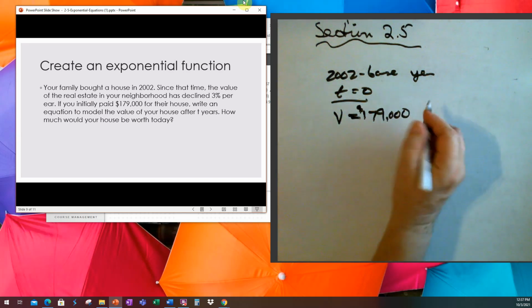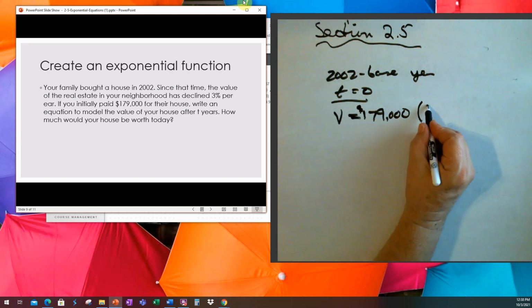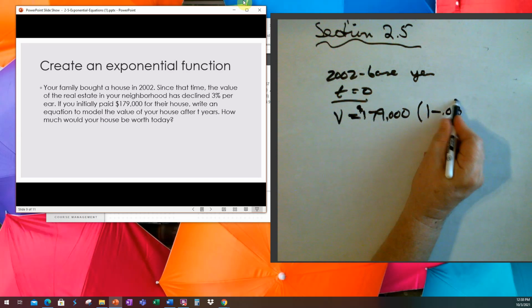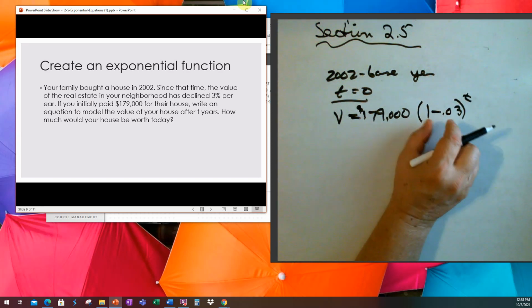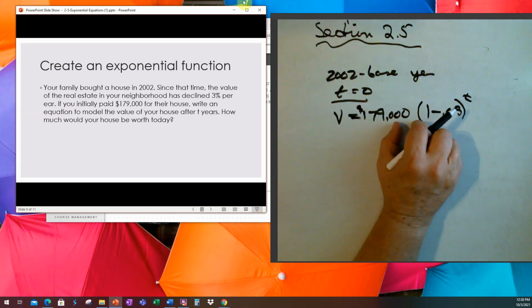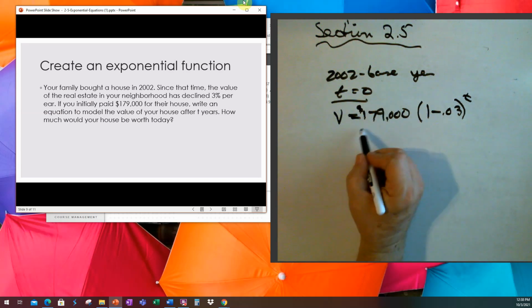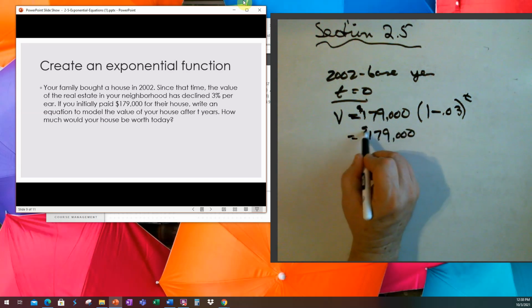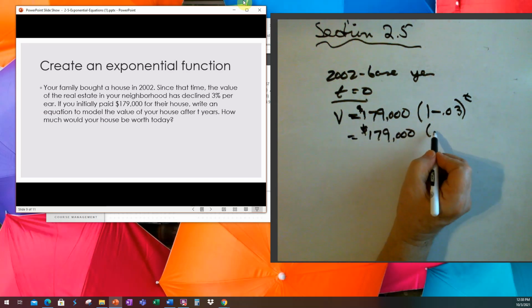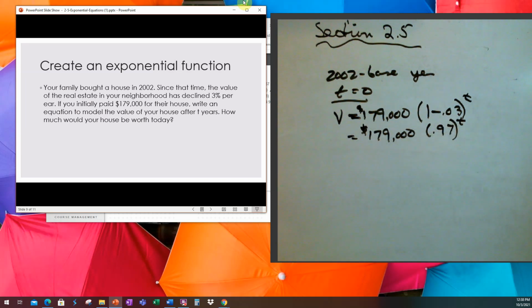We can put dollars in here. And then it is declining by 3%. So 1 minus 0.03 to the T. If I lose 3%, I've got 97% of this still remaining, and then 97% of that, and then 97% of that. You don't want to leave it like this, you want to simplify. So the value of the home would be 179,000 times 0.97 to the T years.